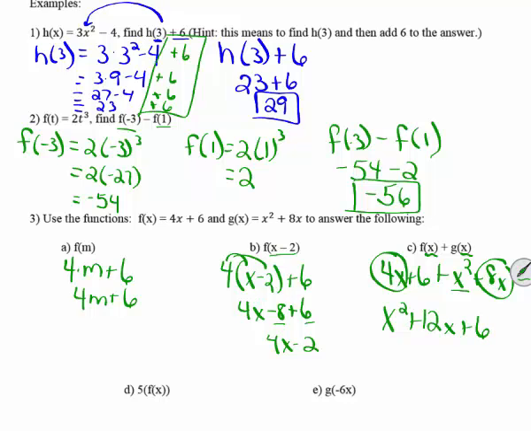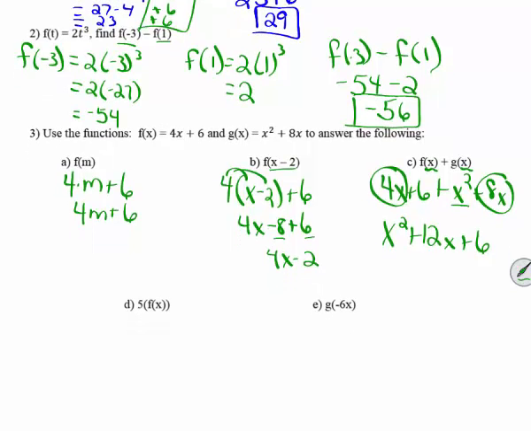All right, let's see. This one means 5 times whatever the function is. That's what that means. So that means I'm going to do 5 times 4x plus 6. I'm going to actually go through and do my distributive property, which is 20x plus 30.